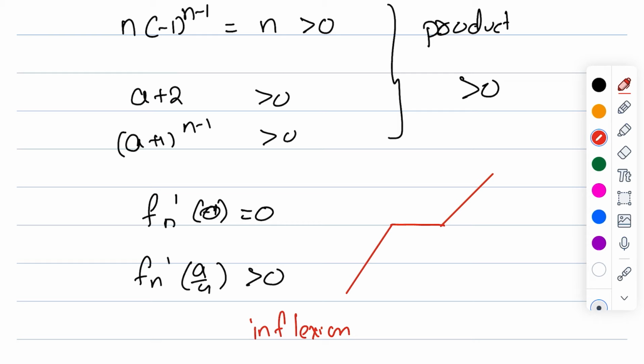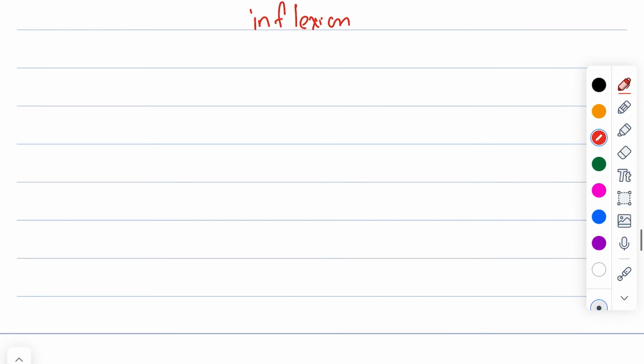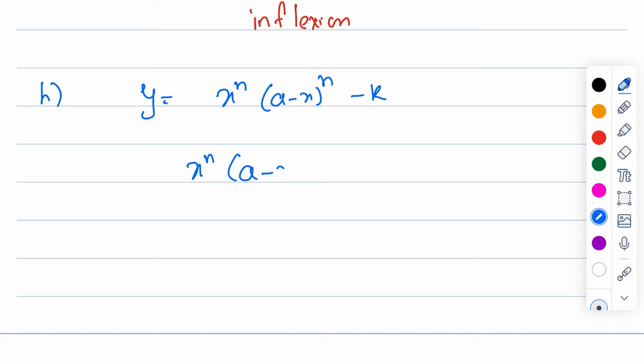Now, lastly, part H. By considering y equals to x power n times a minus x whole power n minus k, state the conditions for n and k so that x power n times a minus x whole power n equals to k has 4 solutions. It should have 4 solutions.